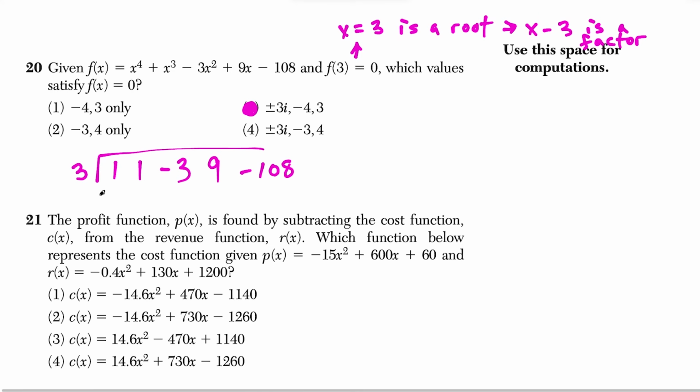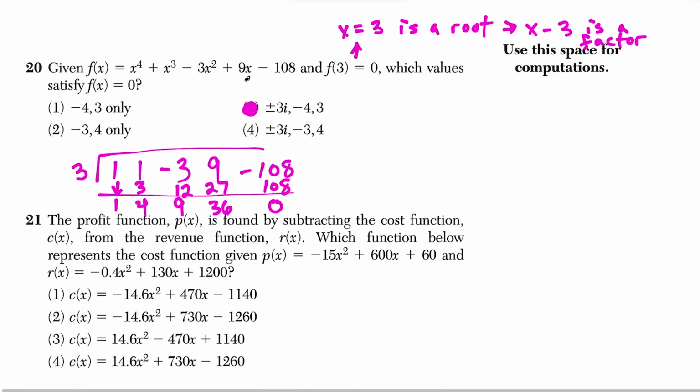Just know that I like to use synthetic division anytime one of my roots is an integer. If I have a different situation where I have a rational root, like a fraction, then I use polynomial division. So here I bring down the 1, 3 times 1 is 3, and then 3 plus 1 is 4, 3 times 4 is 12, and then we have 12 minus 3 is 9, 3 times 9 is 27, and this gives us 36, and then 3 times 36 is 108, and we have no remainder.